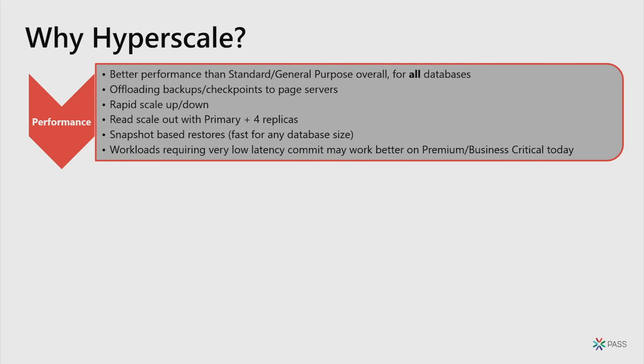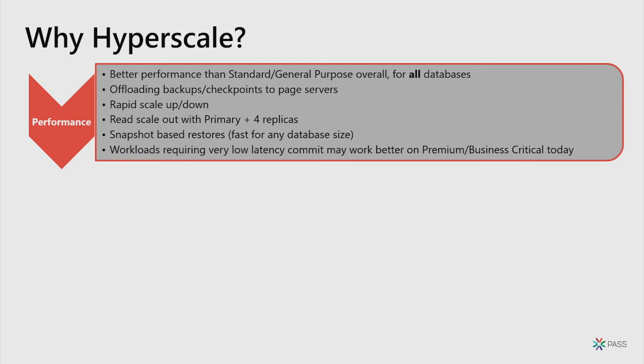Irrespective of size, performance is better than General Purpose, and in some cases, depending on the workload, you might not need Business Critical and could go with Hyperscale, but that depends. Offloading backups to page servers does free up some resources on compute. We have the rapid scale up and scale down. In Business Critical, one of the problems today is if you want to go from say 16 cores to 24 cores, and there's no space on the node, it has to bring up compute and seed because it uses Always On availability groups.